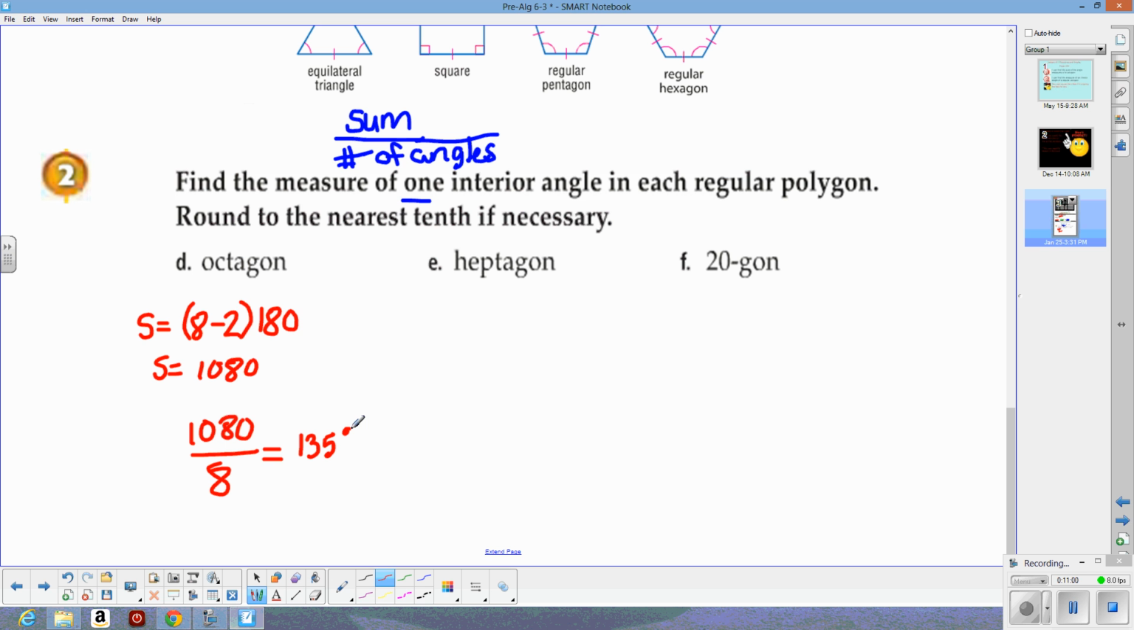You may want to pause the video and try the next two on your own. A heptagon is 7 sides, so the sum is going to equal the number of sides, which is 7 minus 2 times 180. So the sum is going to equal 5 times 180, which is 900. Now if we want to find just one in a regular heptagon, we would take 900 and divide it by 7, since there are 7 angles in a heptagon.